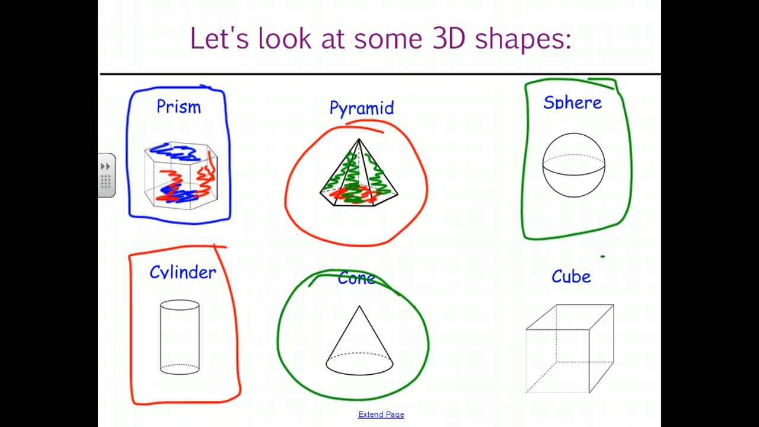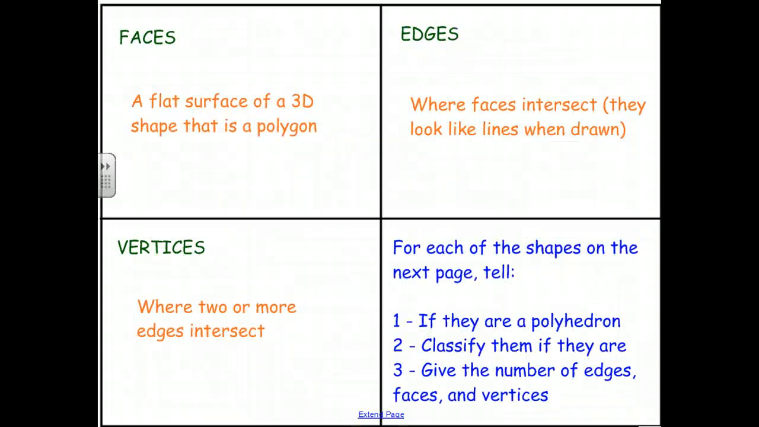And finally, a prism that has 6 faces that are squares is called a cube. So now we've been using this vocabulary for this entire video lesson, but haven't stopped to talk about what it means. A face is a flat surface of a 3D shape that is a polygon.